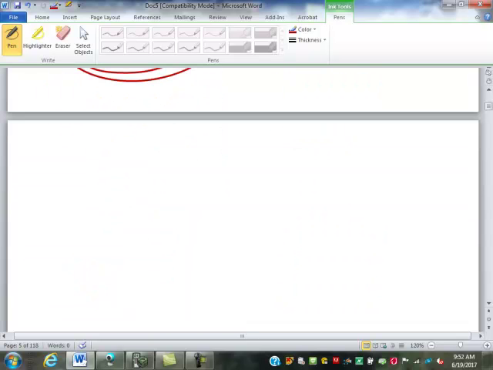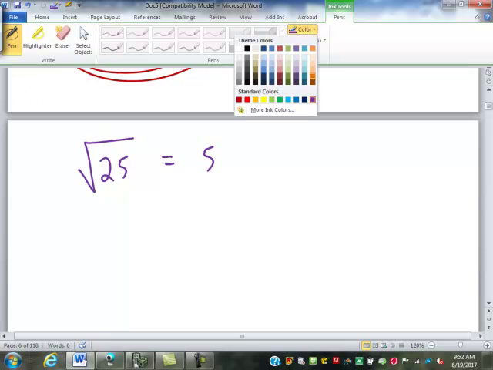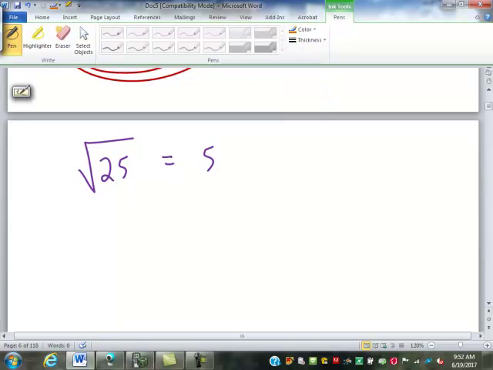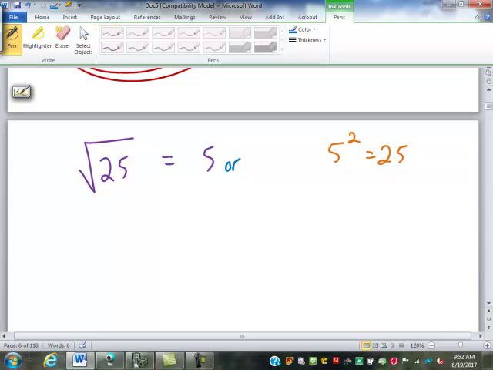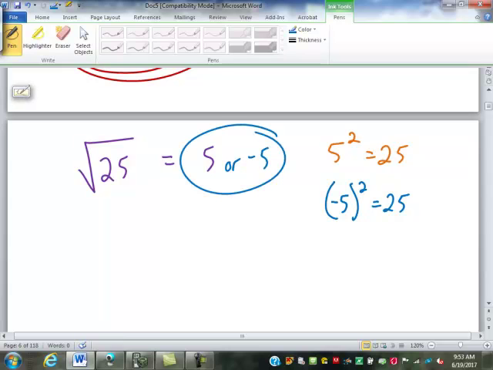Now the other consequence of all this is I just told you earlier the square root of 25 is 5, right? That was only half true. Because 5 squared equals 25. But what other number squared equals 25? Negative 5. So when we take a square root, there are always 2 answers.